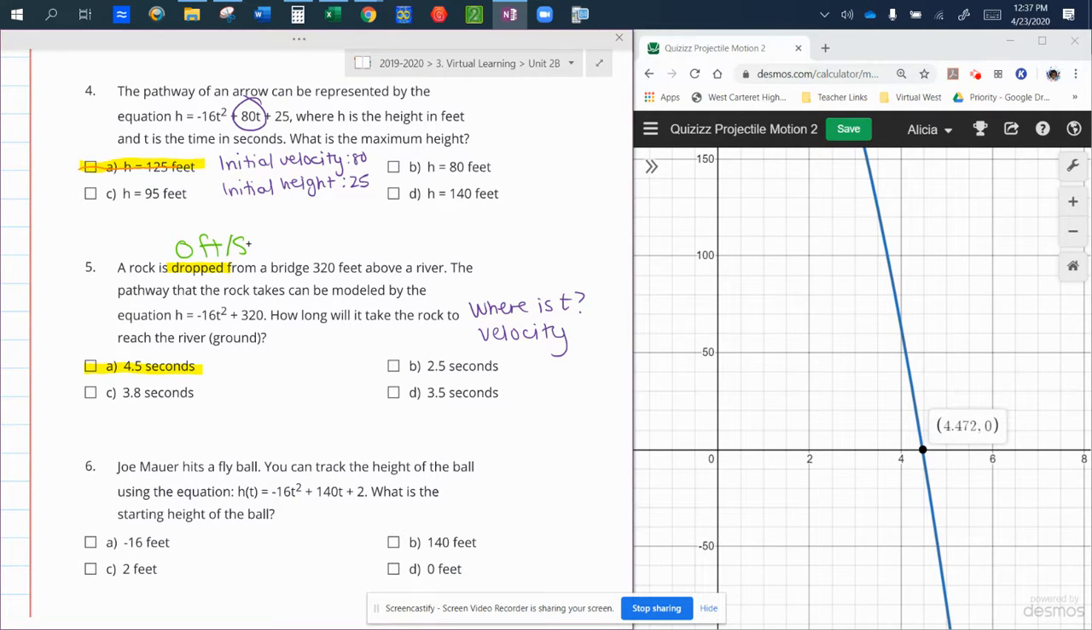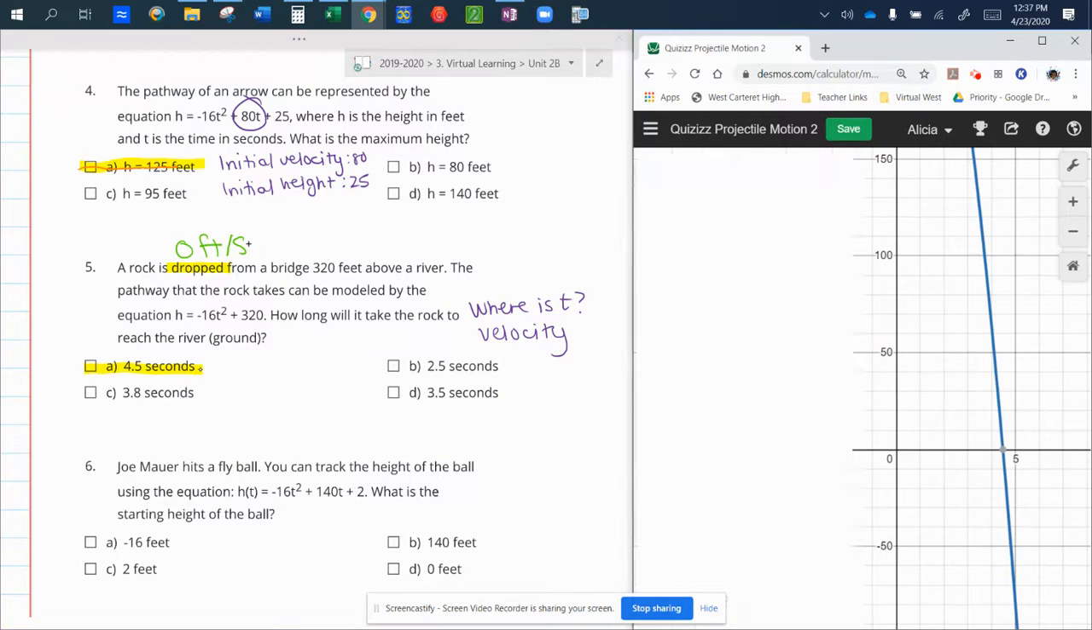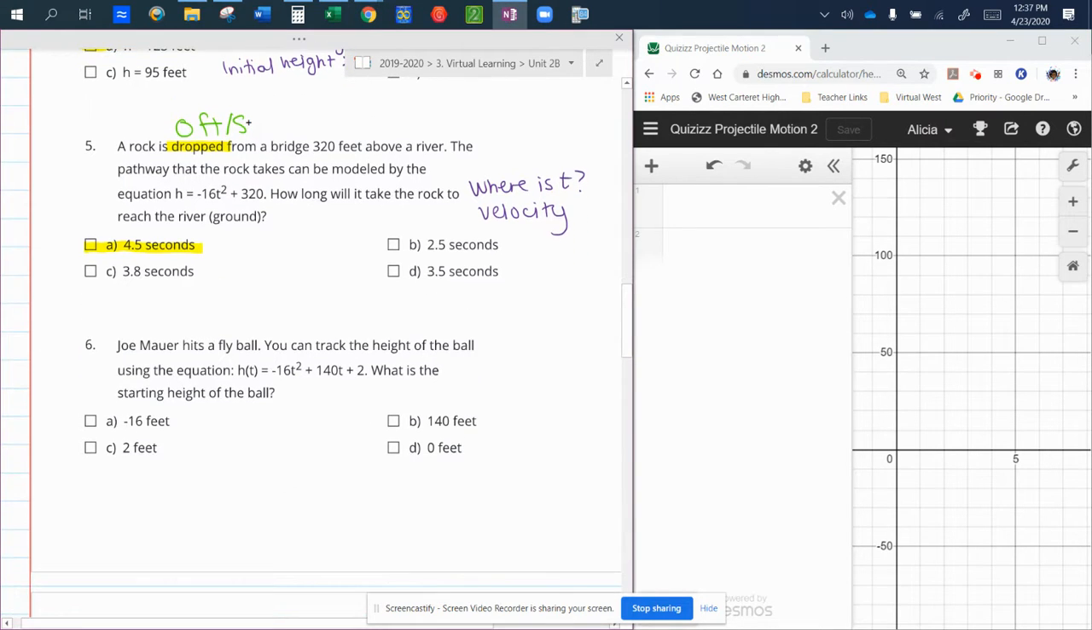All right, now I want you guys to open Desmos. We can use the link in the description to figure out what the answer is to number 6. Joe hits a fly ball. You can track the height of the ball using the equation. What is the starting height of the ball?